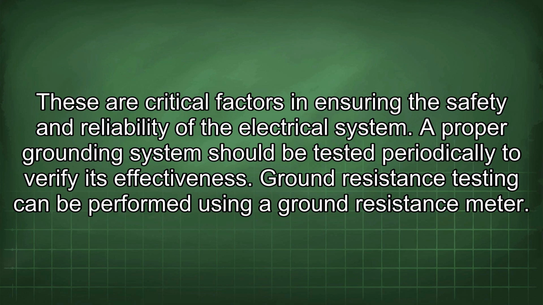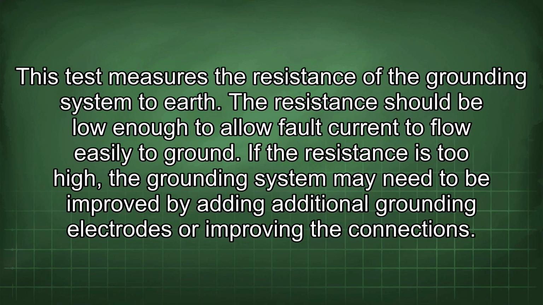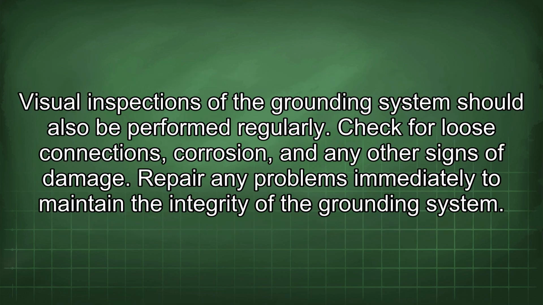A proper grounding system should be tested periodically to verify its effectiveness. Ground resistance testing can be performed using a ground resistance meter. This test measures the resistance of the grounding system to earth. The resistance should be low enough to allow fault current to flow easily to ground. If the resistance is too high, the grounding system may need to be improved by adding additional grounding electrodes or improving the connections. Visual inspections of the grounding system should also be performed regularly.